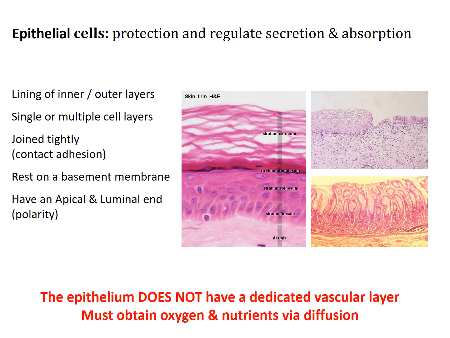Another important thing to realize about epithelial cells is they don't have their own blood supply. All cells need oxygen, glucose, nutrients to live. That's brought to them via the vasculature system. The epithelial lining has no vasculature, so it is completely dependent on oxygen and nutrients diffusing from the tissue type below it into the epithelium.